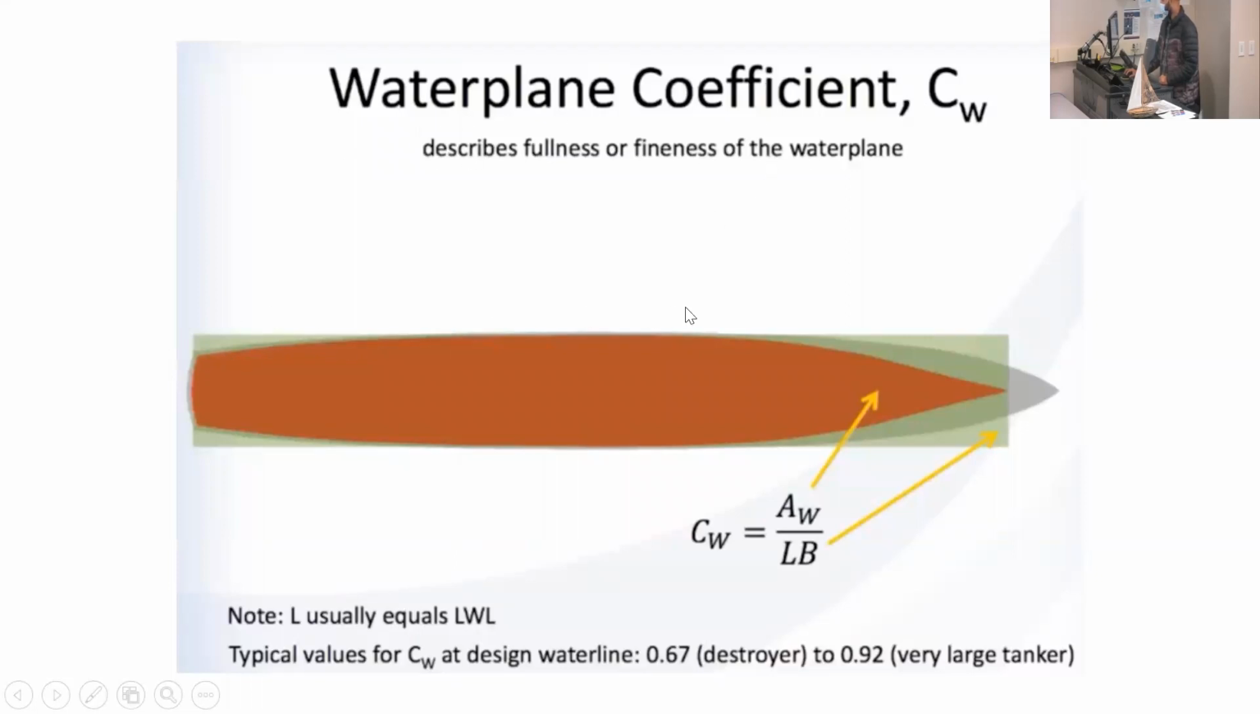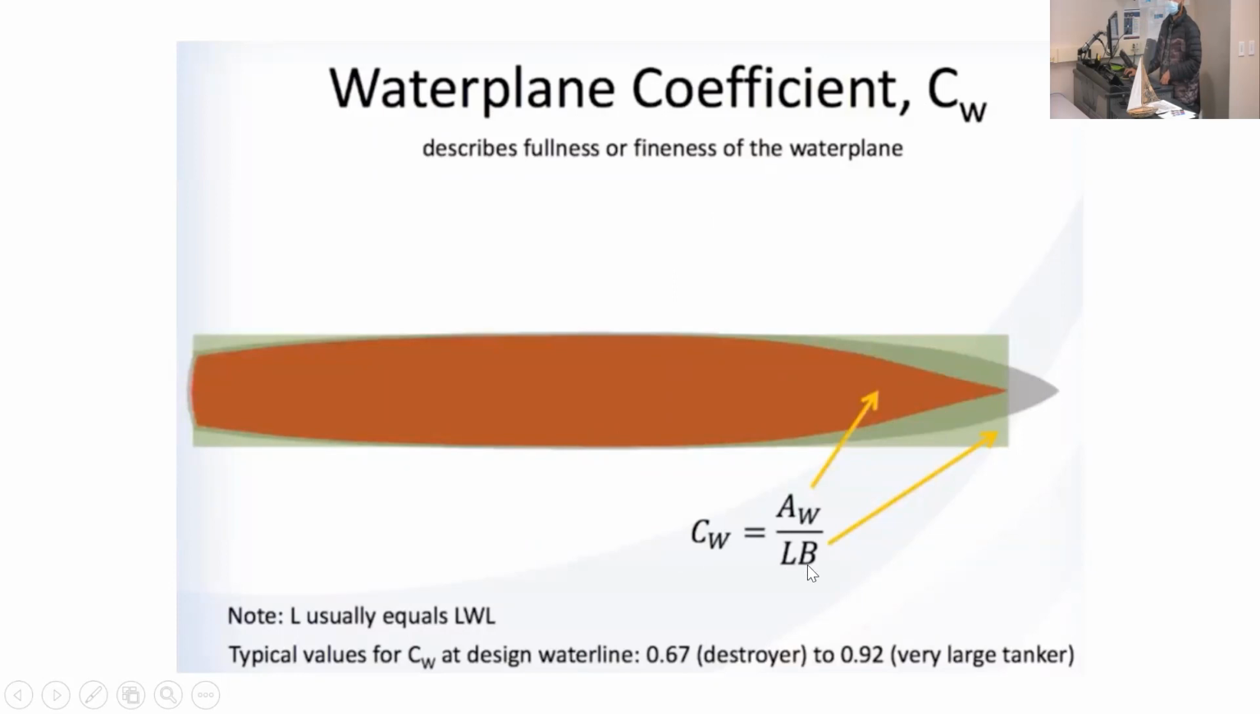You find the area of the water plane, shown in orange, and you find the area of this green box, the corresponding enclosing rectangle. You divide the two, and that's the water plane coefficient.